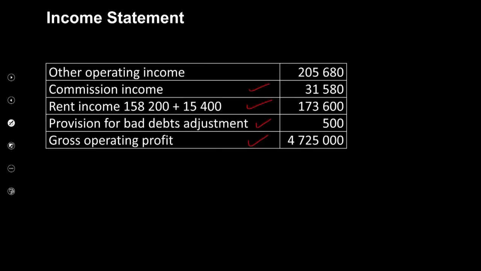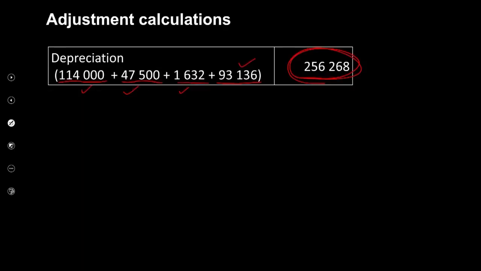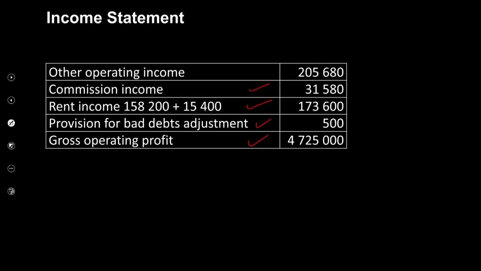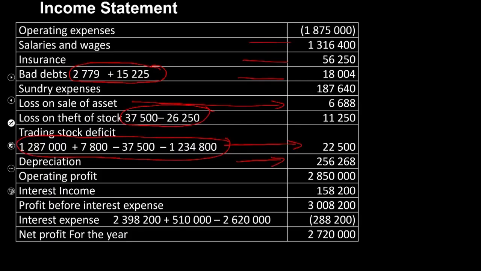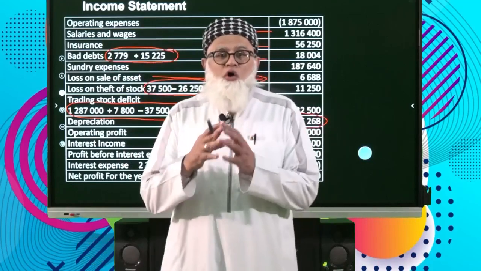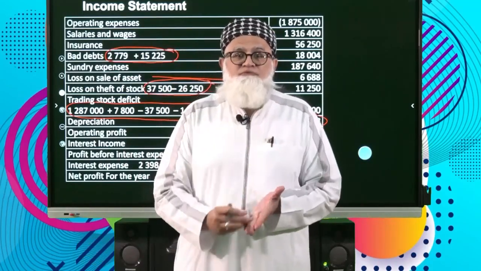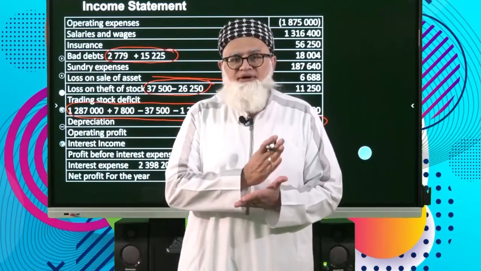Because you've done the calculation prior to it, this would actually feature in your statement of comprehensive income as your calculation shows here, depreciation 256,268. You've got your operating profit. You add your interest income. That will be your operating profit before interest expense. You've got the interest expense, that one also we've calculated to give us a net profit for the year of 2,720,000. Okay guys, that was now how you use your adjustments to complete your statement of comprehensive income.